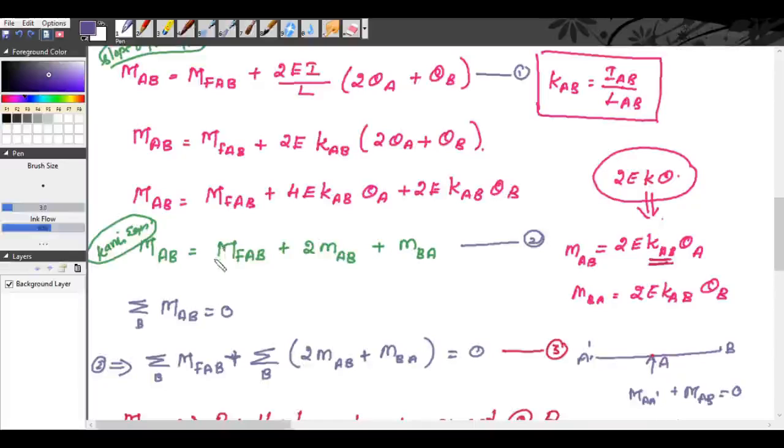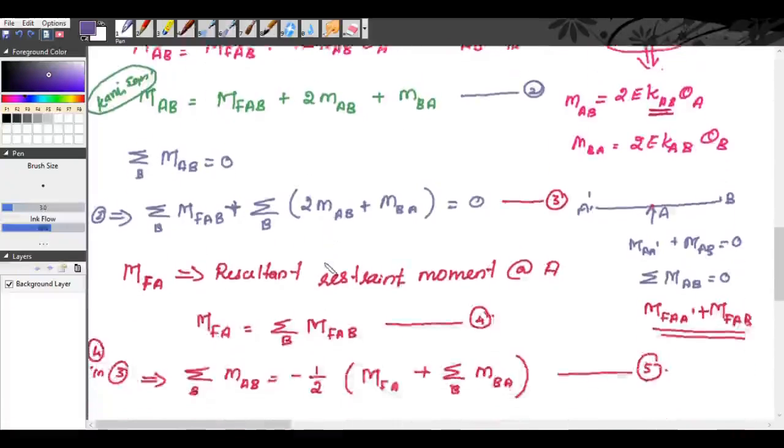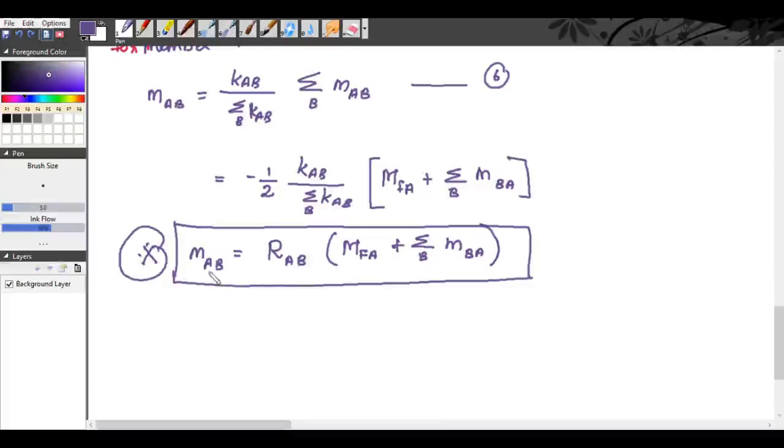Now, in order to find MAB and MBA, we have assumed many conditions and we have found that this rotational component MAB will be equal to the rotation factor multiplied by the restraint moment plus the rotational contribution. That is the meaning of that. Okay. So what is MAB?